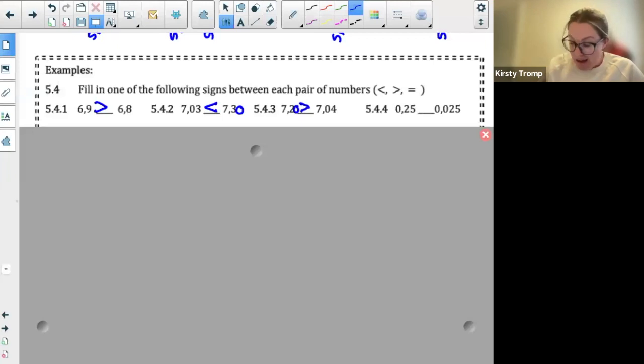So 2 dots on the 20, 1 dot on the 4. And finally, I've got 0,25 and 0,025. Having the zeros isn't helping me, but it is going to help me to have another decimal place. So 250 and 0,25, which one's bigger? It's going to be my 250. 2 dots, 1 dot, done. The bigger number always gets the 2 dots. The smaller number gets the 1 dot.